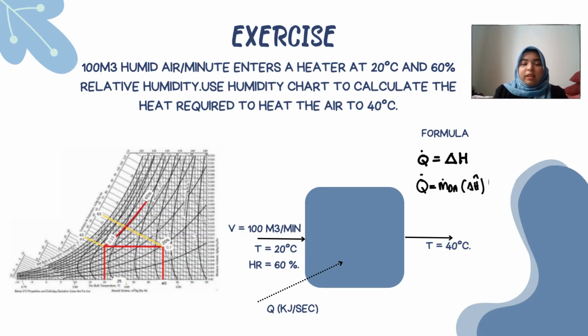For problem solving, 100 cubic meters of humid air per minute enters a heater at 20 Celsius and 60% relative humidity. Use the humidity chart to calculate the heat required to heat the air to 40 Celsius. The formula given is the work done formula.